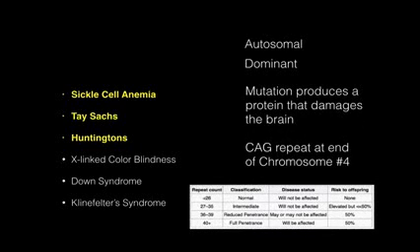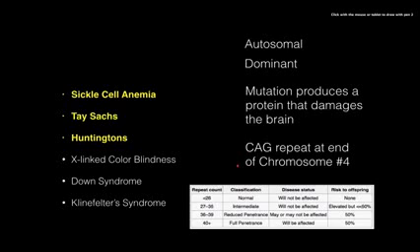Huntington's disease is also autosomal, just like the first two, but it's a dominant mutation. It's a mutation to a protein that slowly damages the brain. And this is a really weird mutation. It's a CAG repeat at the end of chromosome number 4.